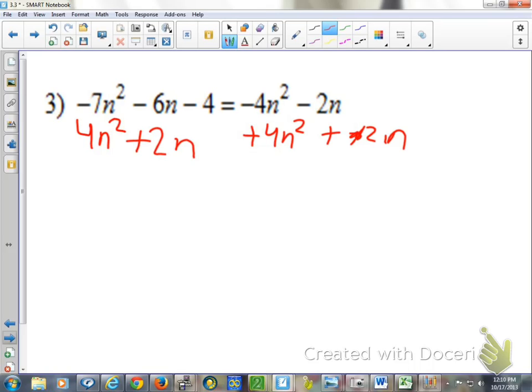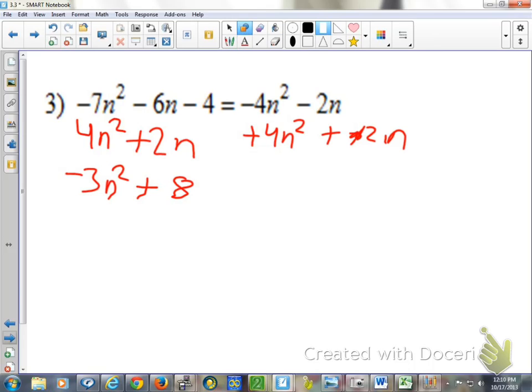Negative 3 n squared. Is this like yesterday when we had a radical? Negative 6 plus 2, plus 2, that would be negative 4. Is this like yesterday and we have a radical? Nope, you're not even going to have a radical. Wait, which one's negative 4? Right here. Negative 6 plus 2 is negative 4.